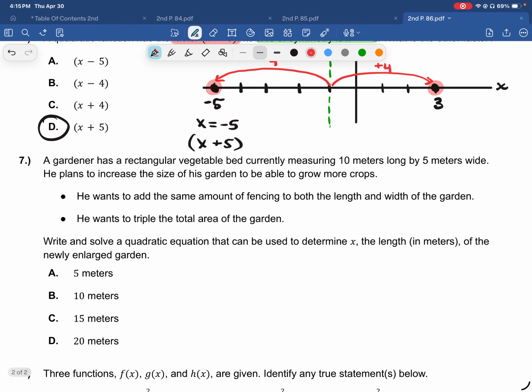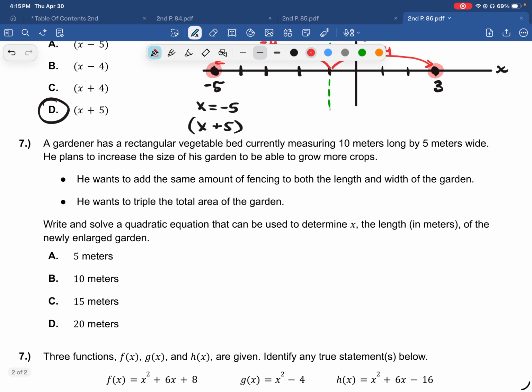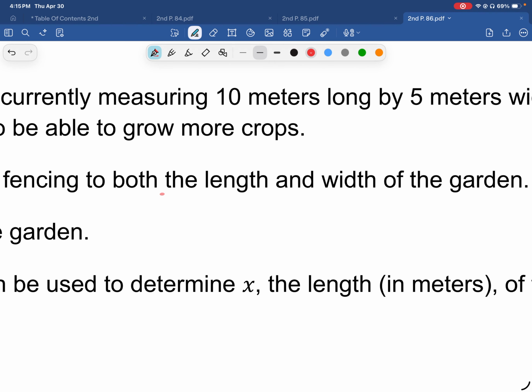Okay, number 7. A gardener has a rectangular vegetable bed currently measuring 10 meters long by 5 meters wide. He plans to increase the size of his garden to be able to grow more crops. He wants to add the same amount of fencing to both the length and width of the garden, and he wants to triple the area of the garden. Write and solve a quadratic equation that can be used to determine the length in meters of the newly enlarged garden. So he's got a rectangular garden.